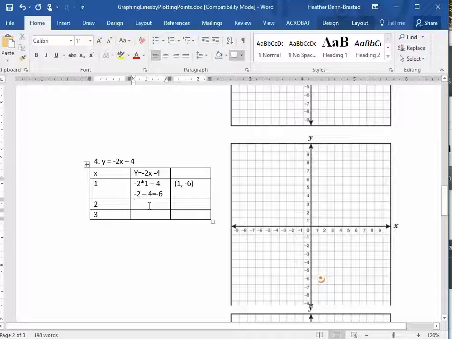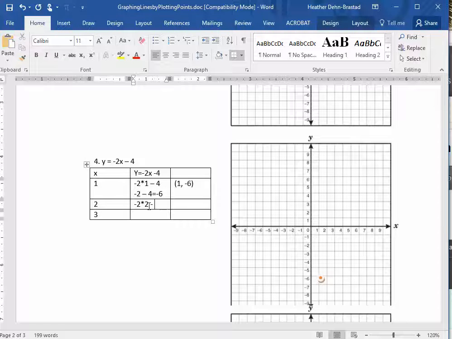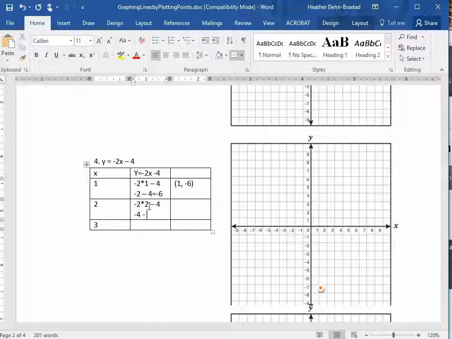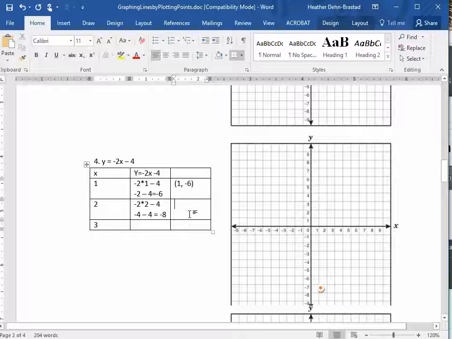And then for our next point, we're going to let x equal 2. So we'd have negative 2 times 2, and then we still have to go minus 4. So that's going to equal negative 4 minus 4. So that's not 0. Negative 4 minus 4 is negative 8. I wonder if my 3 is going to go off of my graph, I bet. I might have to pick another point. So this point would be 2 over 2 and down 8.